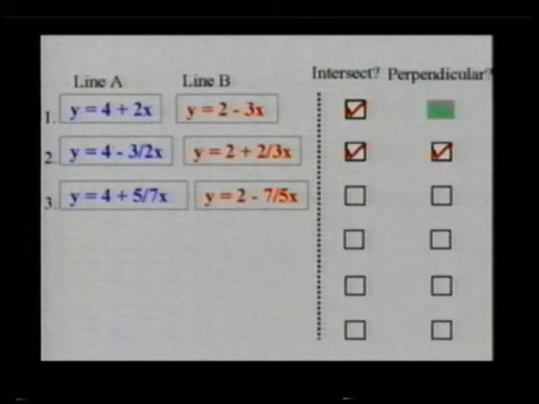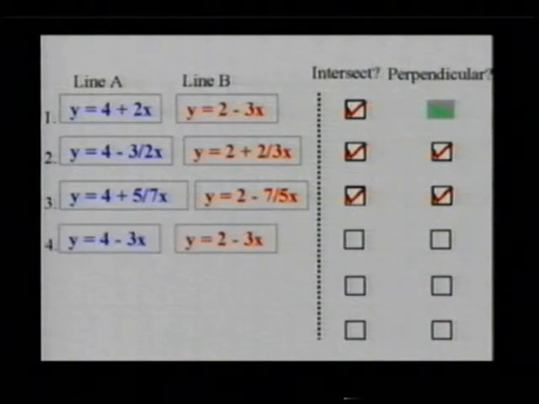Here's another example. Their slopes, the number in front of x, are different. One is 5 over 7, and the other one is minus 7 over 5. So since they're different, they intersect, and since they're the minus reciprocal of each other, they're also perpendicular.